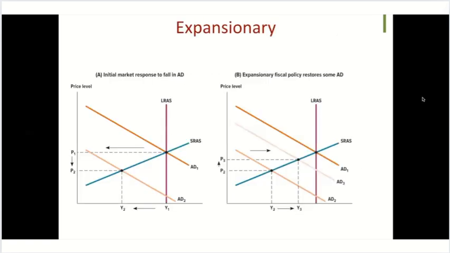This is an example of expansionary fiscal policy. On the left, we have the initial market response to a fall in aggregate demand. This could be a decrease in consumption or investment. So our aggregate demand curve has fallen and it's shifted to the left.